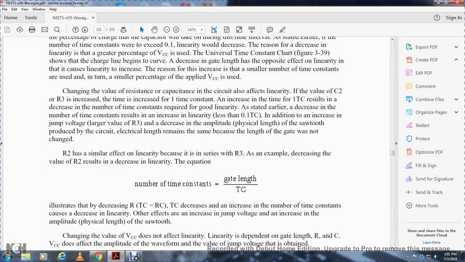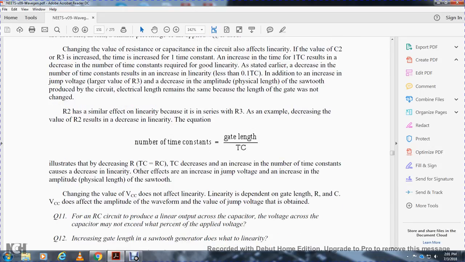The decrease is in the amplitude and physical length of the sawtooth produced by the circuit. The electrical length remained the same because the length of the gate was not changed. Resistor 2 has a similar effect on linearity because of its interaction with resistor 3. For example, a decrease in the value of resistor 2 results in a decrease in linearity, according to the equation: the number of time constants equals the gate length divided by the total time constant.